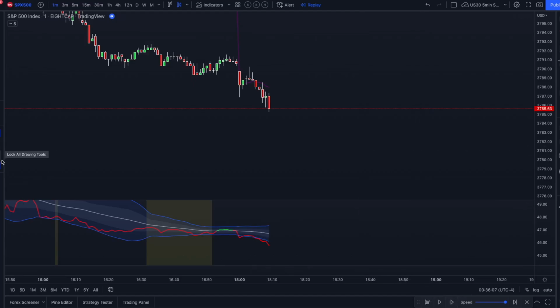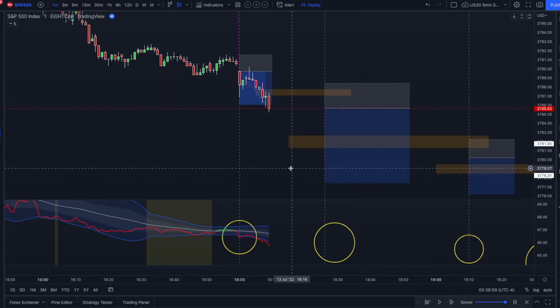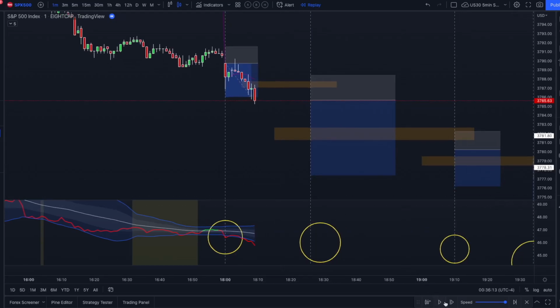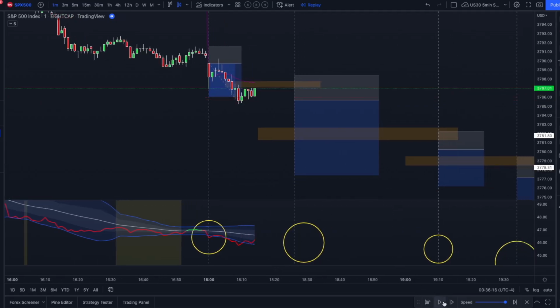Let's continue playing. I'm gonna show you my trades already, because otherwise it's just gonna take too much time. Let's continue playing those bars.